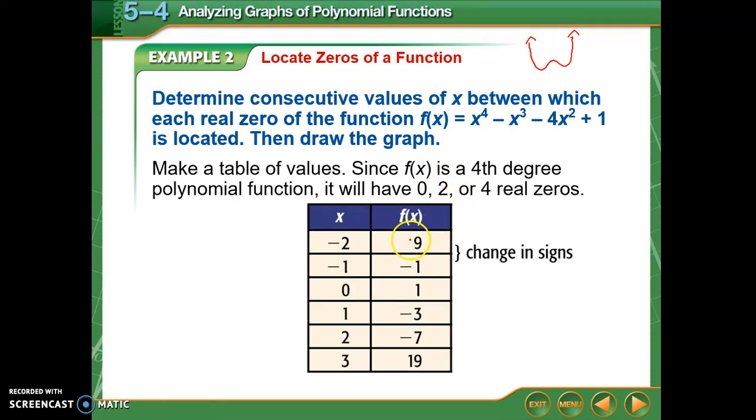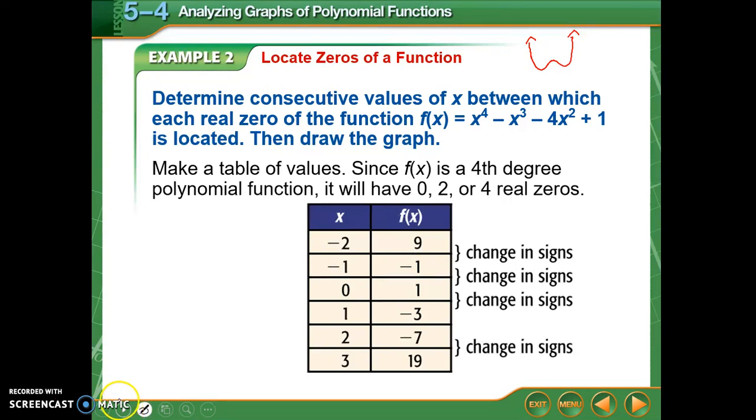Here my y value went from positive to negative. So that means that somewhere between these two x values, there has to be a 0. There's also a change here. It goes from negative on the y to positive on the y. And there's another change here, and another change here. So in this case, I expect 4 real zeros. I expect my function to cross the x-axis between -2 and -1, between -1 and 0, between 0 and 1, and between 2 and 3, based on that location principle.